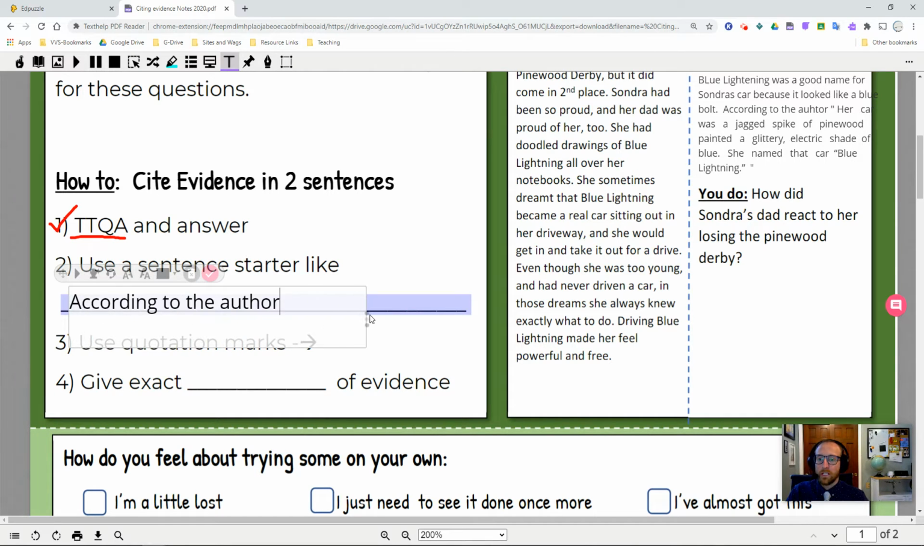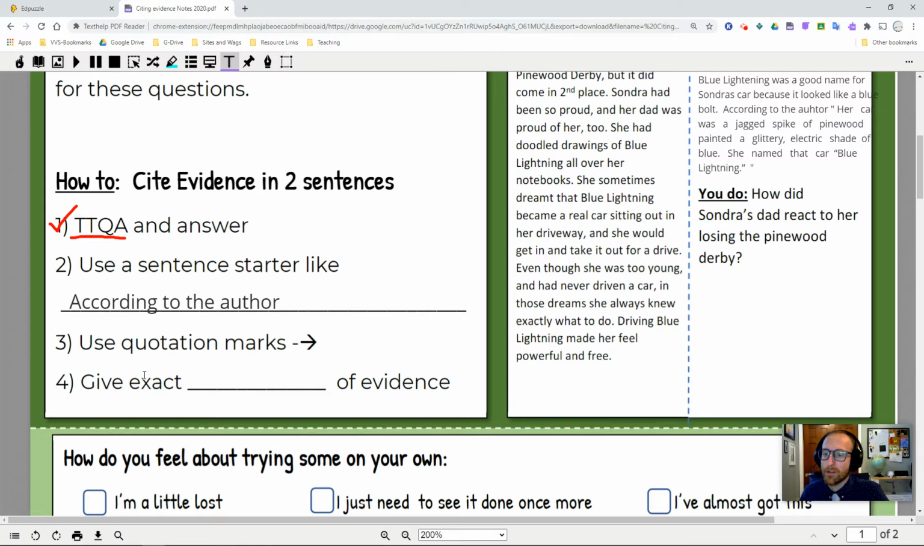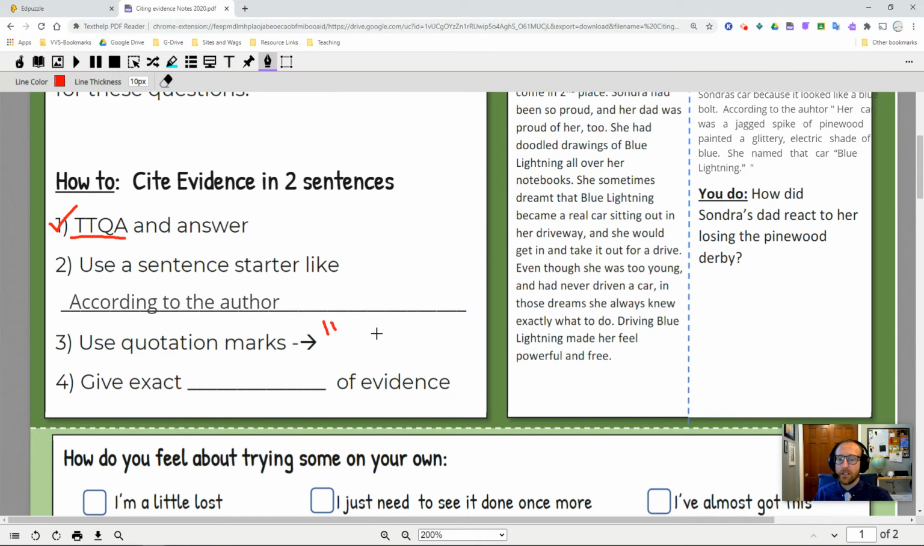You don't need to use according to the author. There are a few different ways. You could say in the text it states, or in paragraph 3 it states, things like that. But the one that'll almost always work is according to the author. Next, you have to use quotation marks, which look like that.